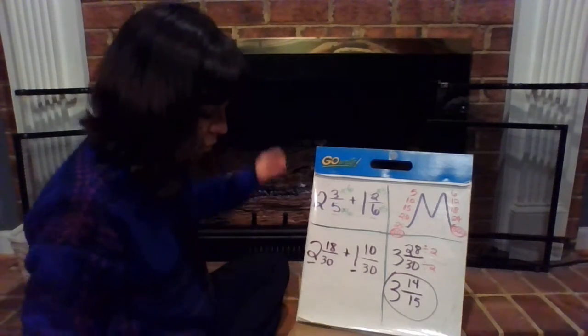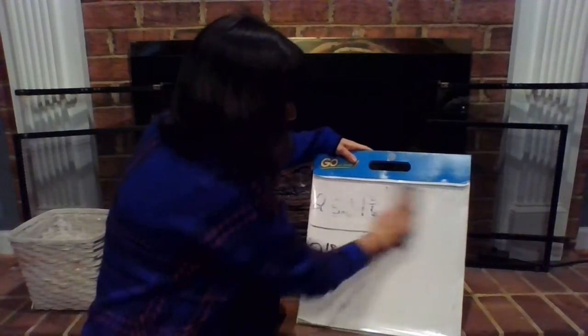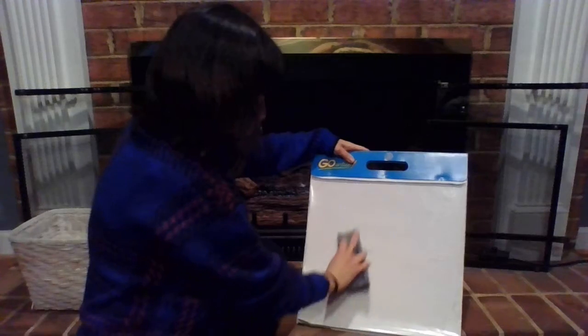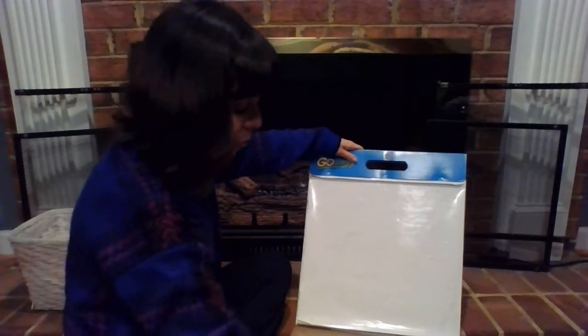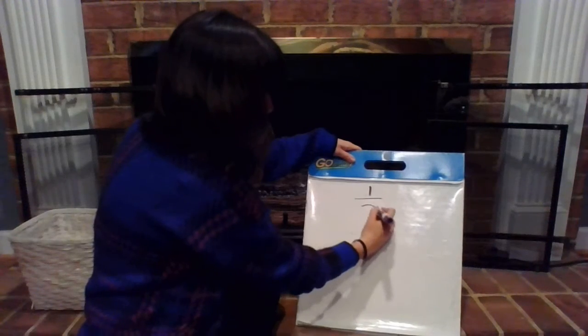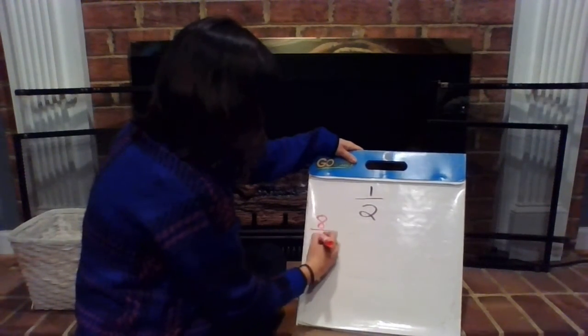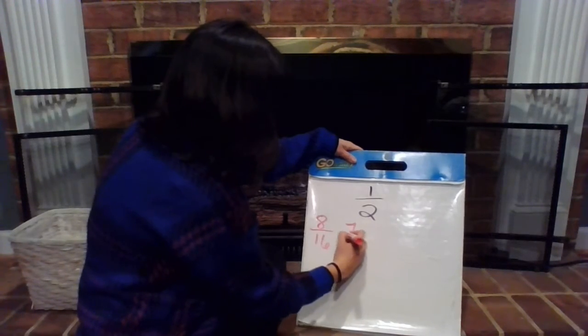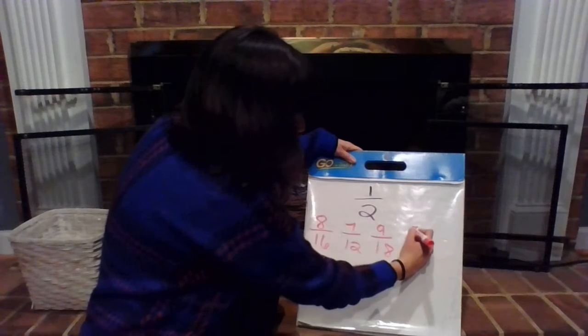Okay, Thursday number 1 is another fraction problem, but we're not adding or subtracting. We're not doing any operations. It just says, which of the following fractions is not equivalent to 1/2? Okay, and so this one should be pretty easy. We have 8/16, 7/12, 9/18, and 5/10.